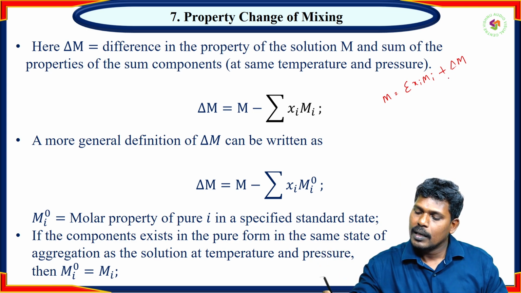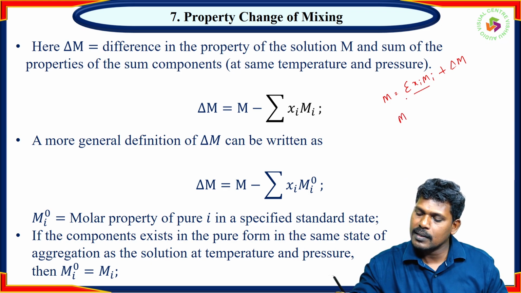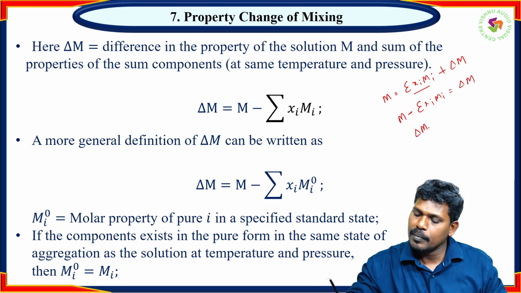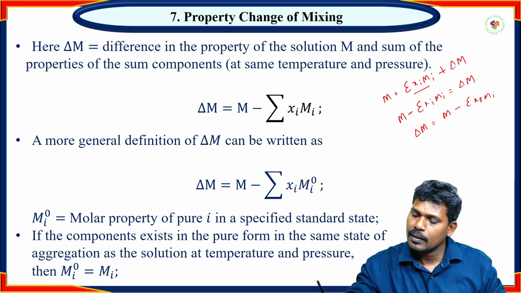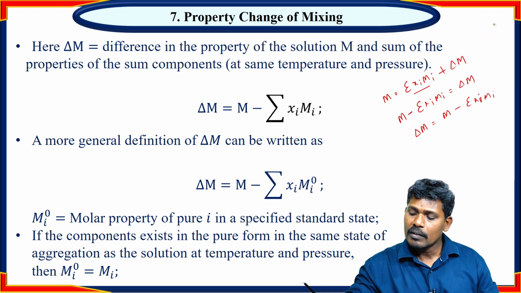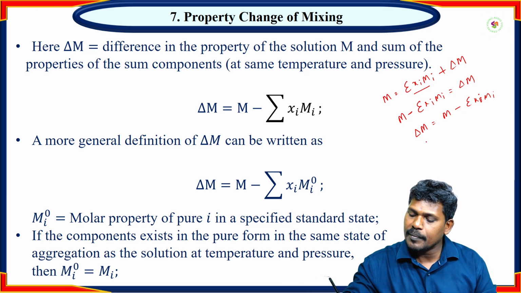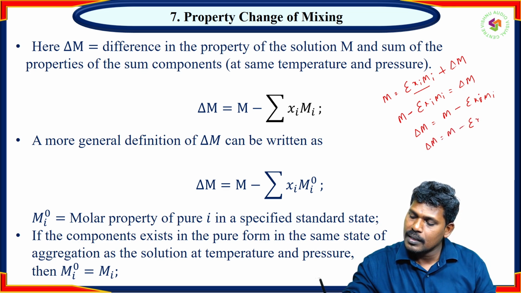Now from here, you bring this term to the left hand side. Now a plus is there, and when you come to the left hand side, the summation minus will come. M minus summation xi into Mi is equal to delta M. So in other words, delta M is equal to M minus summation xi Mi. For a more general definition, this delta M can be written as delta M is equal to M minus summation xi into Mi standard. Okay.